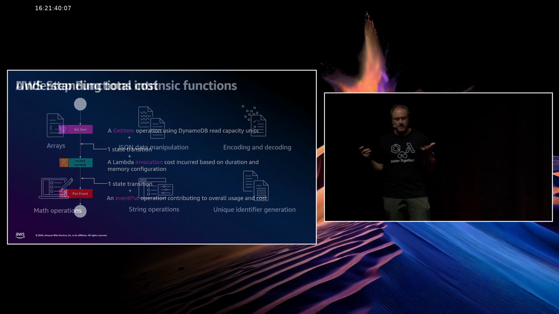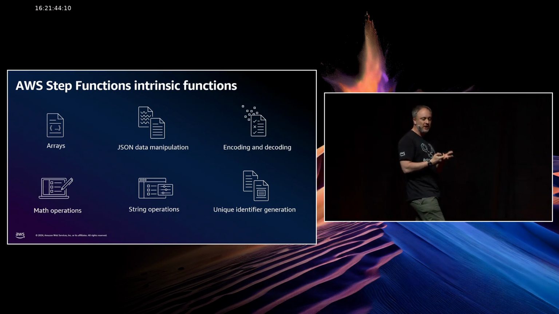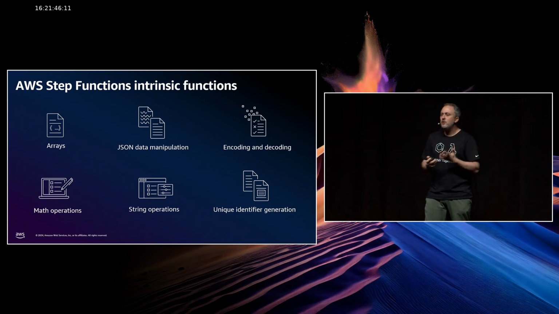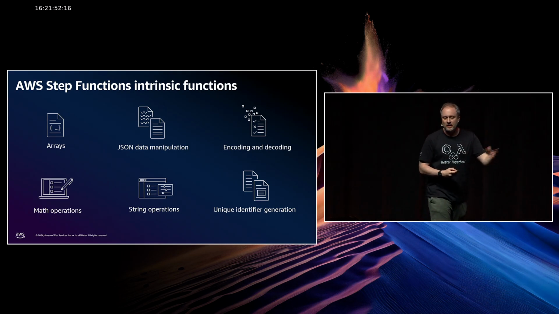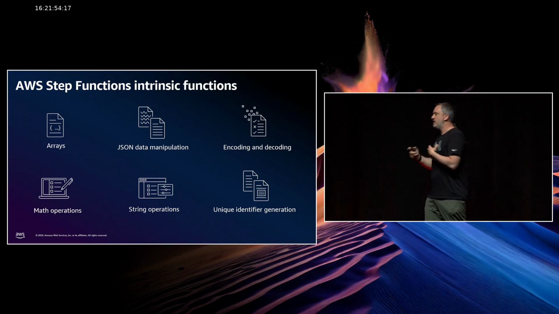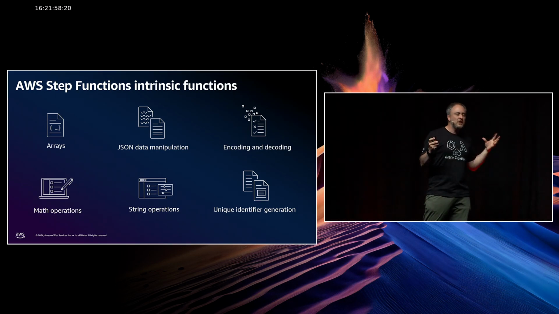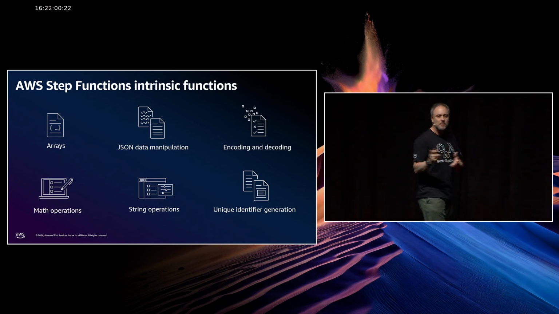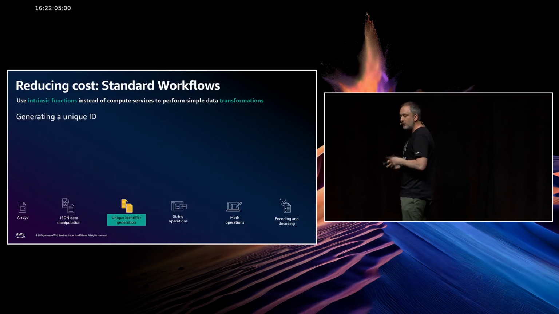What do I mean by that? Well, Step Functions has these helper methods built in called intrinsics. And these allow you to perform simple data transformations to reduce the reliance on maybe something like a Lambda function. So this can help you manipulate arrays and JSON objects. It's good for encoding and decoding data, simple string and math operations. You can even generate unique IDs as well. I'm going to give you one example.